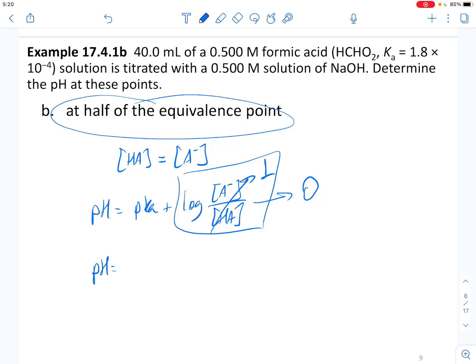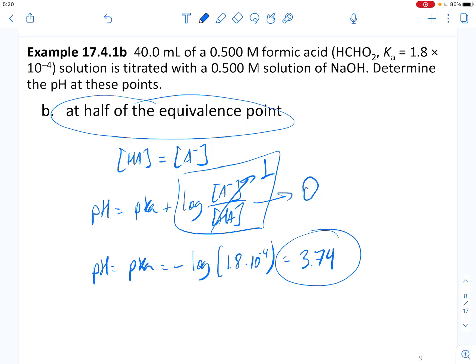Therefore, pH is equal to pKa, and pKa is equal to minus logarithm of 1.8 times 10 to the negative 4. This is equal to 3.74. So halfway to the equivalence point, the pH is 3.74.